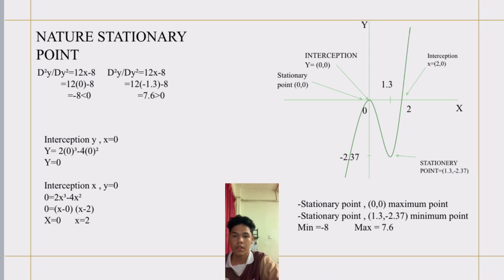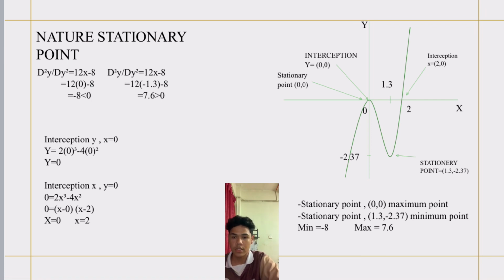I will talk about the nature of the stationary points for question 5. d2y/dx2 = 12x - 8. So we substitute x with 0, and we get the minimum point of negative 8. And again we substitute x with 1.3, and we get the maximum point is 7.6.